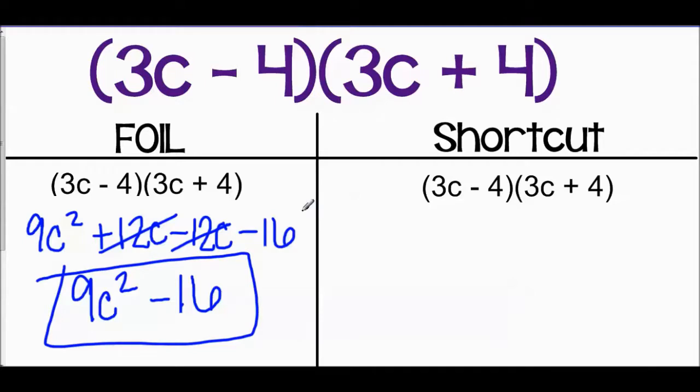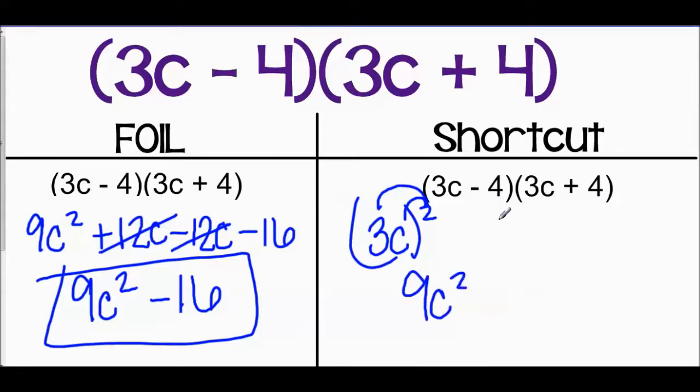Now let's say that I recognize, oh, this is the difference of two squares, and I'm going to be able to use my shortcut. I'm going to square the first term. So in my head, I'm thinking 3c squared. And based on our exponent rules, that square is applied to the 3 and the c. So I have 9, which is 3 squared, c squared. And then I'm going to square the second term, and I'm subtracting it. 4 squared is 16.